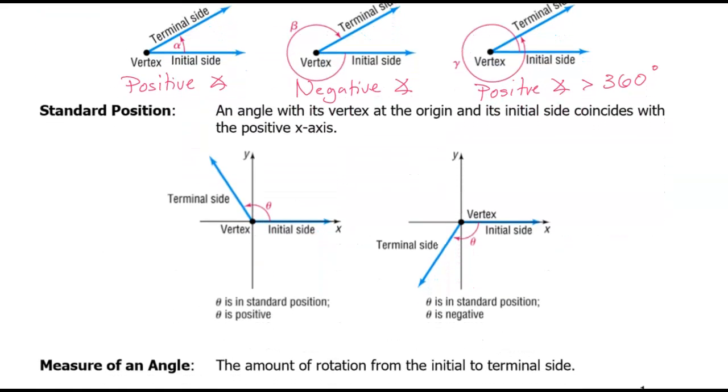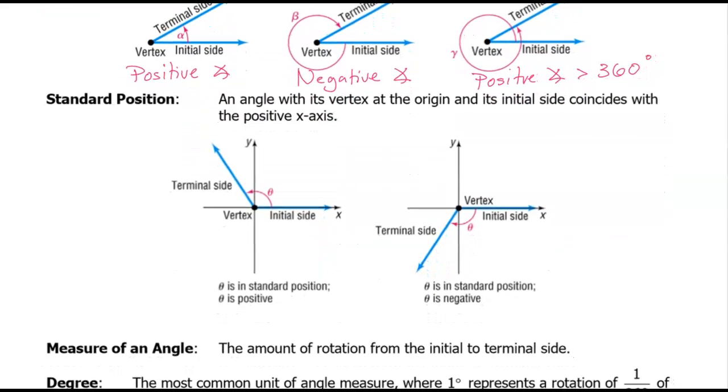Now, just really quickly, these next two examples: the one on the left, is that a positive or a negative angle? Positive, and the one on the right is negative. Yes, because we're going clockwise.